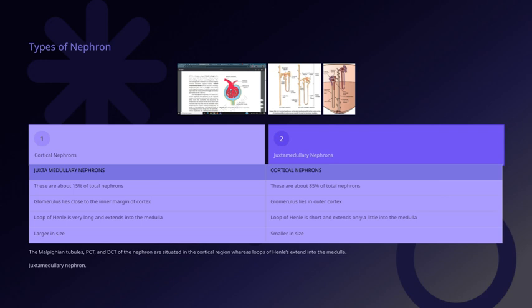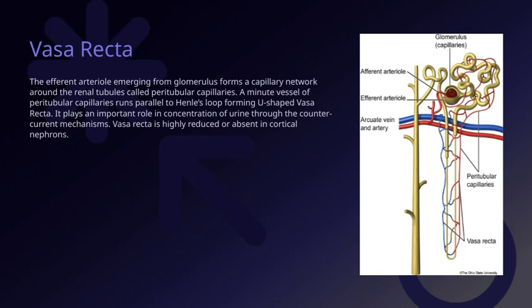The cortical nephrons, on the other hand, are more numerous and have shorter loops, mainly involved in filtration and initial processing. Both types are vital, but their structural differences underpin their specific functions in the kidney's overall ability to regulate water and solutes. Now, let's talk about the vasa recta, which are specialized blood vessels associated with the nephron.